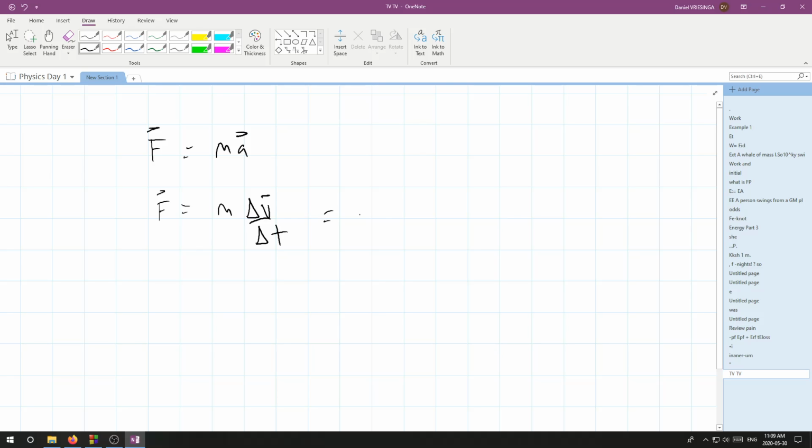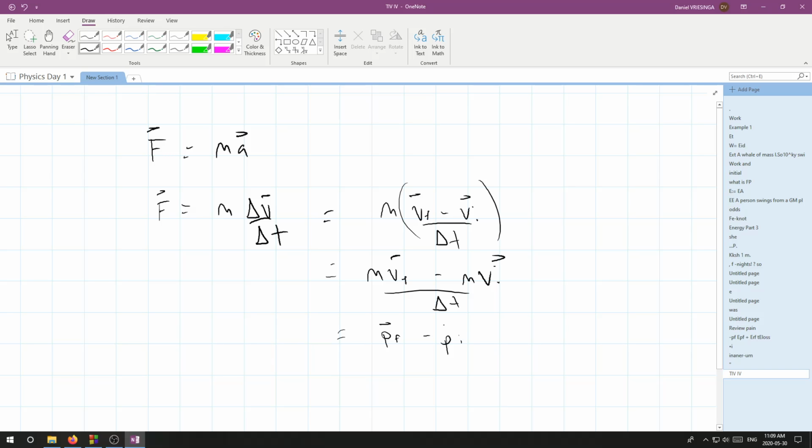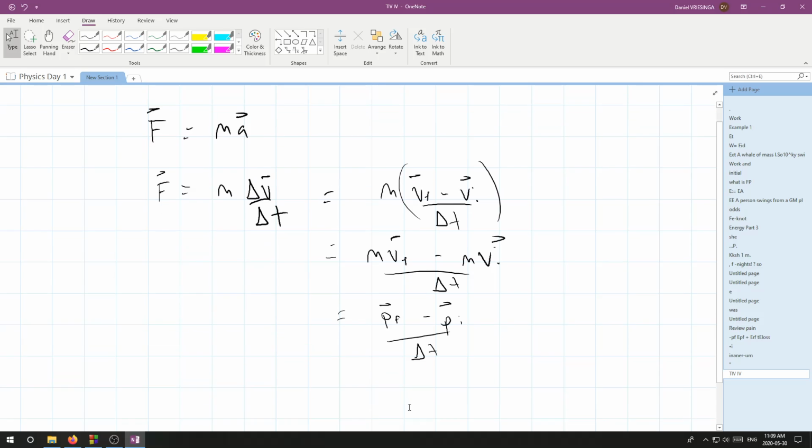And then we rewrite that to say that this is mf minus, or vf minus vi, over change in time, like that. And this equals mvf minus mvi, all divided by delta time. These are just momentum definitions. This is the final momentum, mvf, and this is the initial momentum, mvi. This is all divided by delta time.